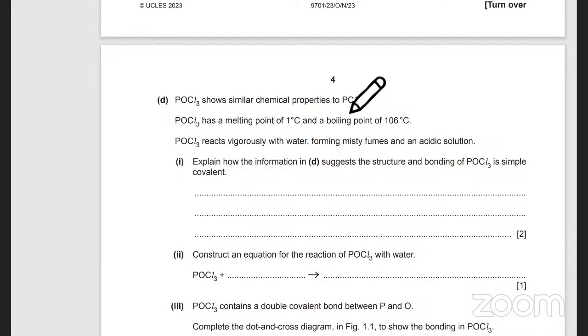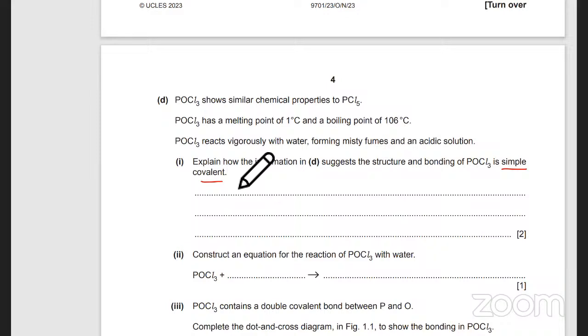Next one. POCl3 shows similar chemical properties to PCl5. POCl3 has a melting point of 1 centigrade and a boiling point of 106. It reacts vigorously with water, forming misty fumes and an acidic solution. Explain how the information suggests the structure and bonding of POCl3 is simple covalent. So if a molecule is simple covalent, what would it have? We just need to talk about the structure and bonding. How do you justify it's simple covalent based on the information given?